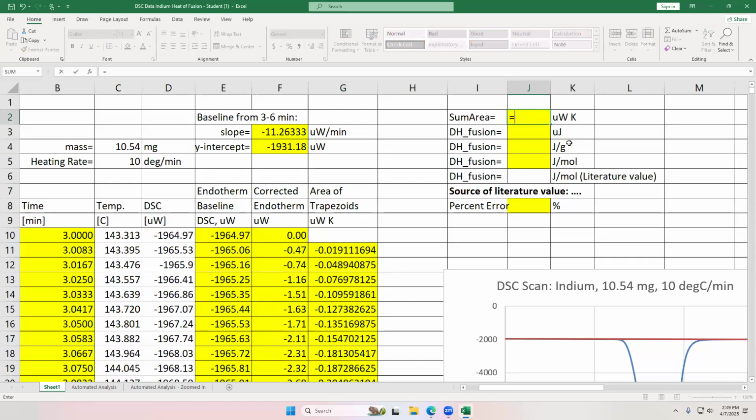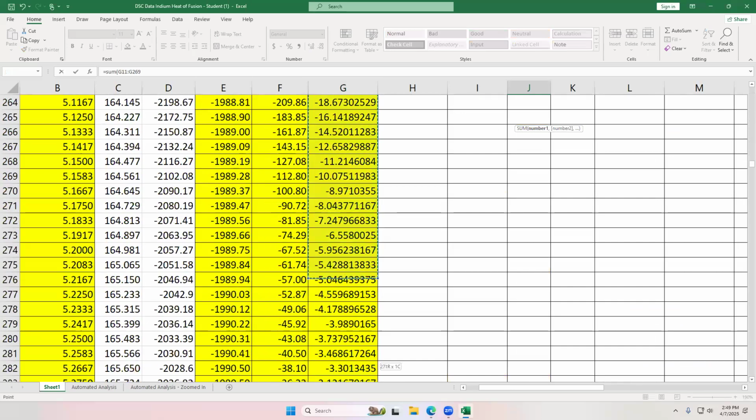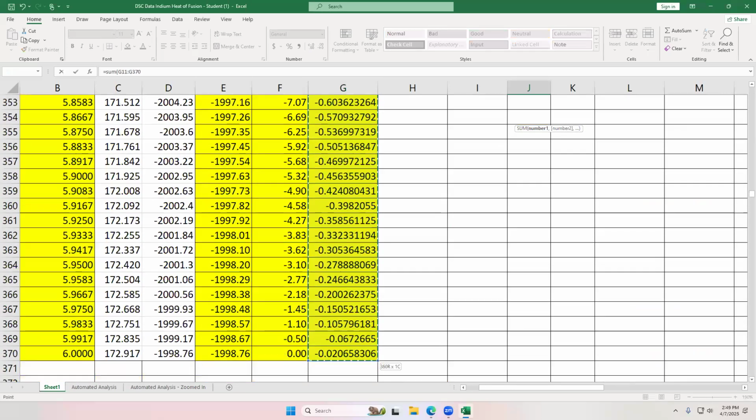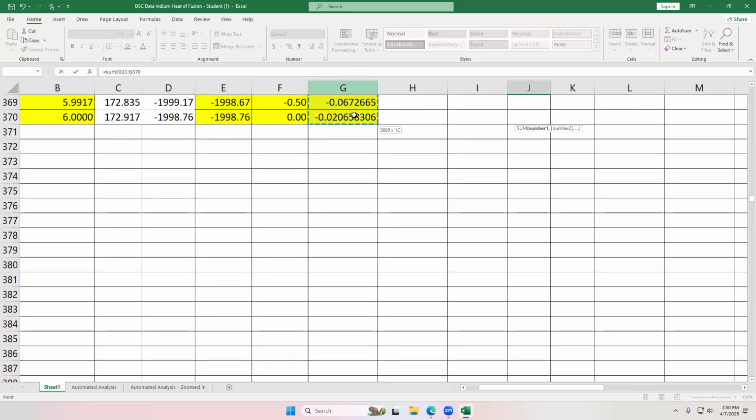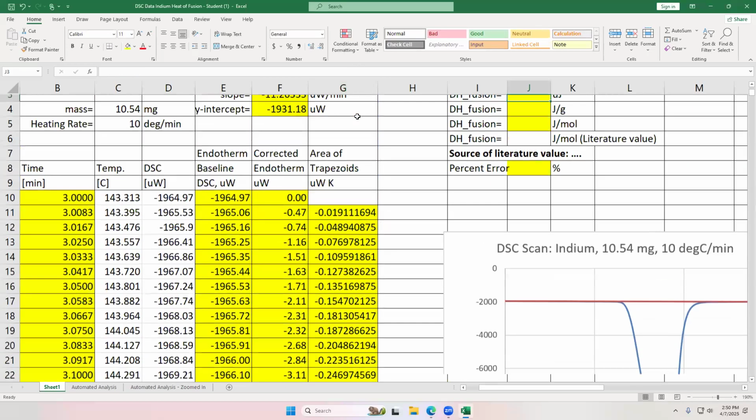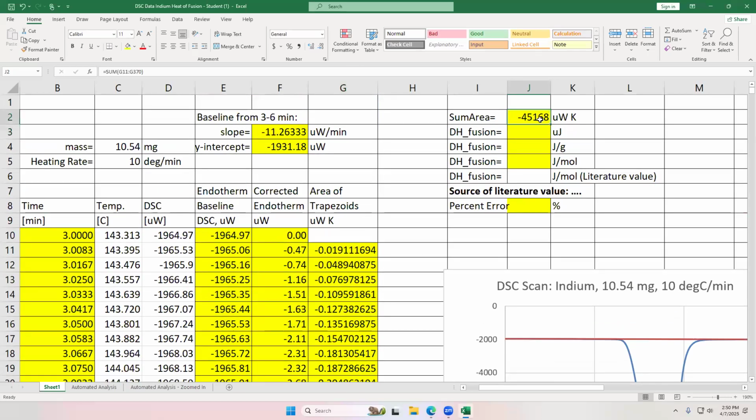So now you say this is equal to the sum of all the trapezoids. So sum from G11 to G370, close parentheses. So that is your sum of all your trapezoids, in microwatts Kelvin. What's delta H of fusion in microjoules?